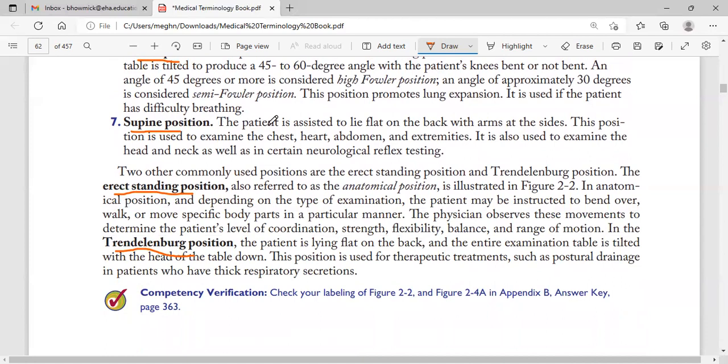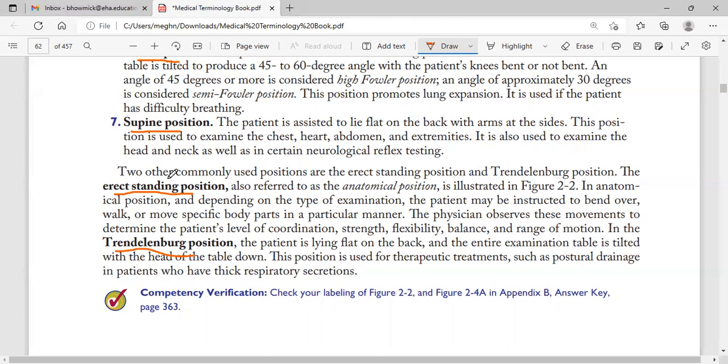Supine position, the patient is assisted to lie flat on the back with arms at the sides. This position is used to examine the chest, heart, abdomen, and extremities. It is also used to examine the head and neck, as well as in certain neurological reflex testing. The two other commonly used positions are the erect standing position and Trendelenburg position.